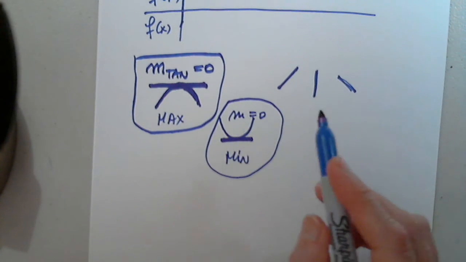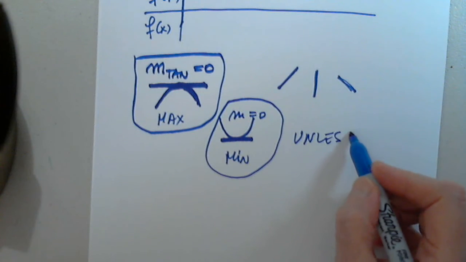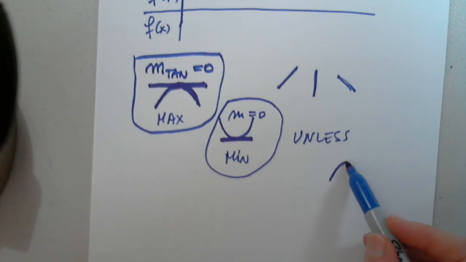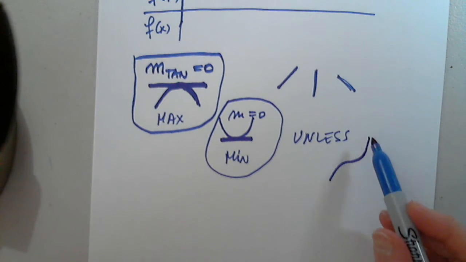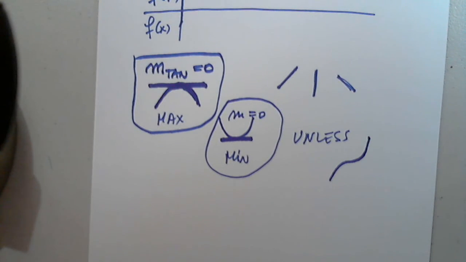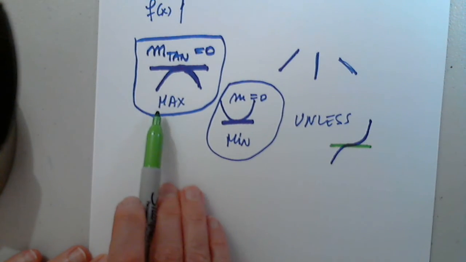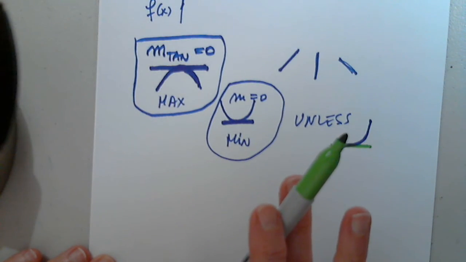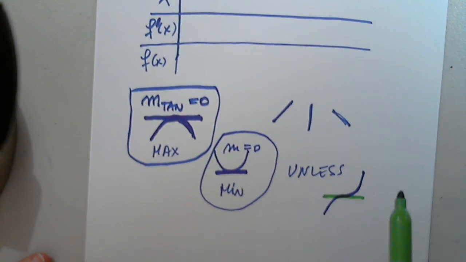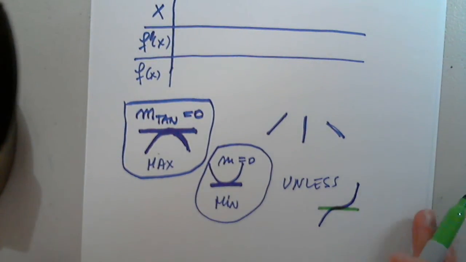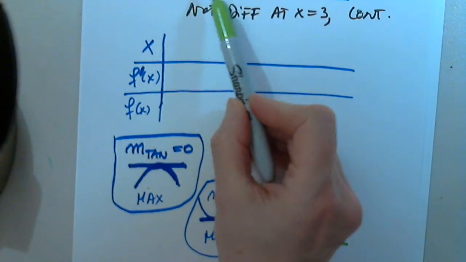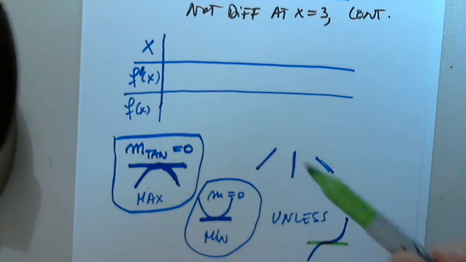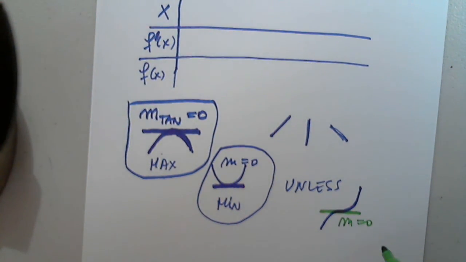Unless it is something like this. Okay, careful. This is possible, so for the tangent to be horizontal and not have a max or a min. We will discuss the conditions later. Okay? When these happen. Okay.